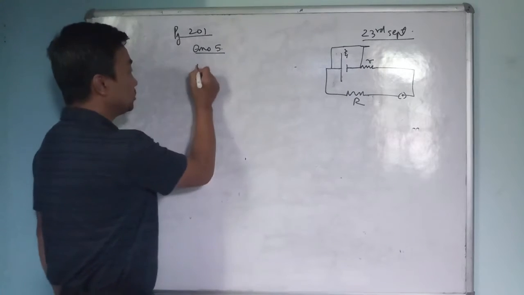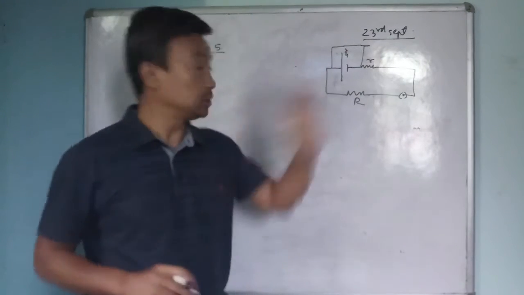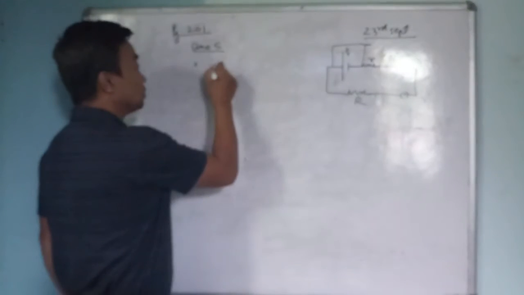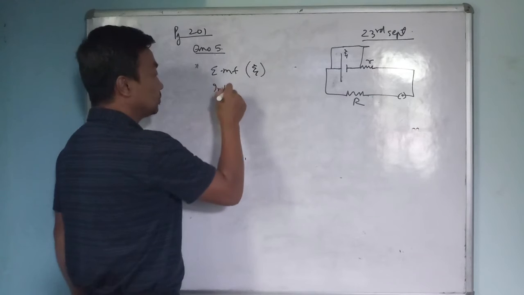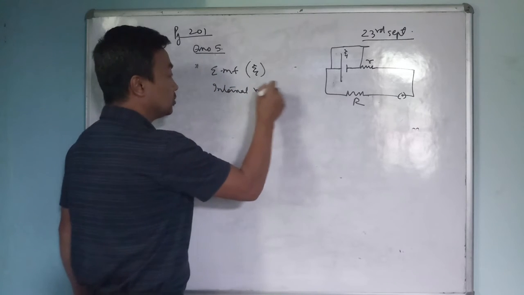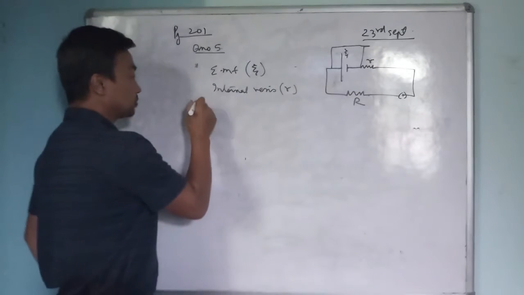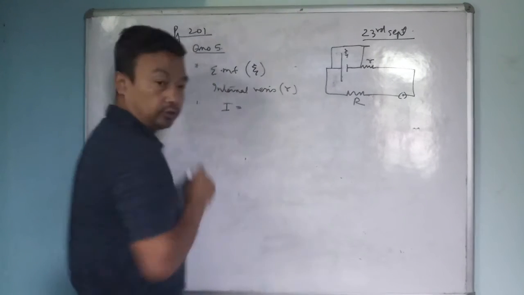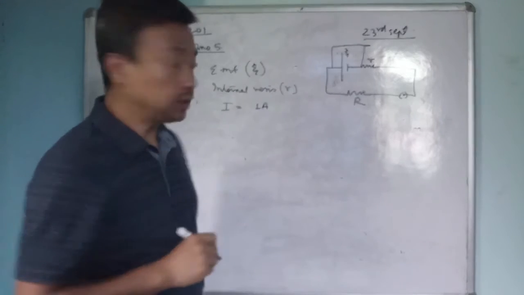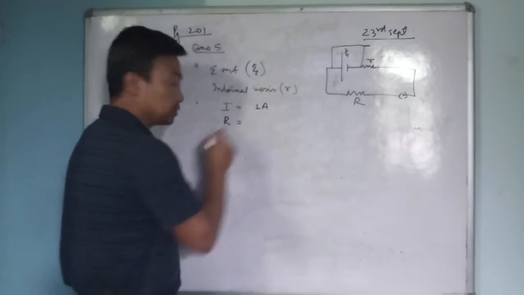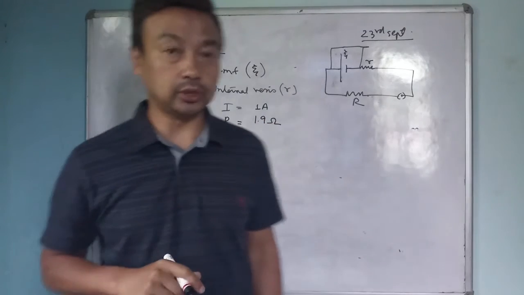So we have two situations here. In the first case, a cell of EMF and internal resistance, it is not given how much that is. EMF is epsilon and you have internal resistance of small r. It is sending a current. So in the first case, current is given to you as 1 ampere and it is connected to an external resistance. External resistance is given to you as 1.9 ohm. So this is the first situation.